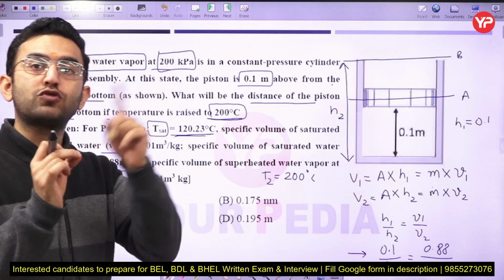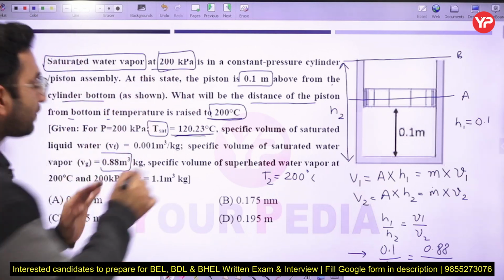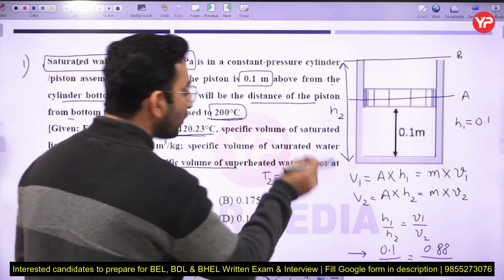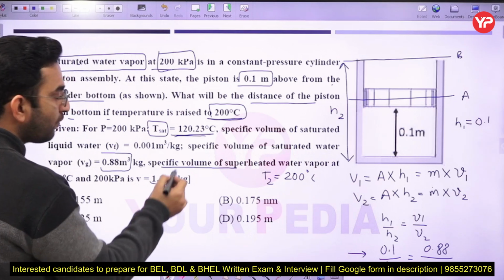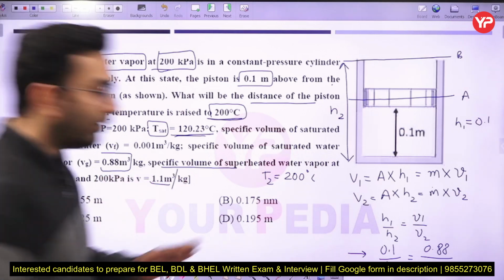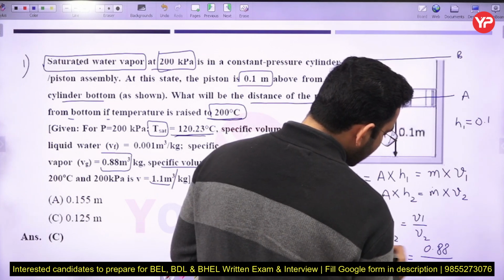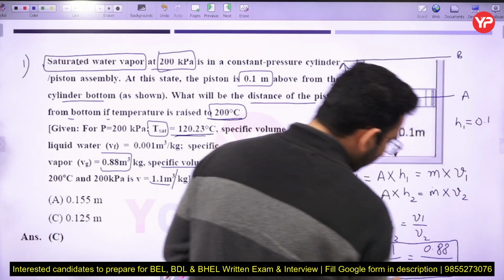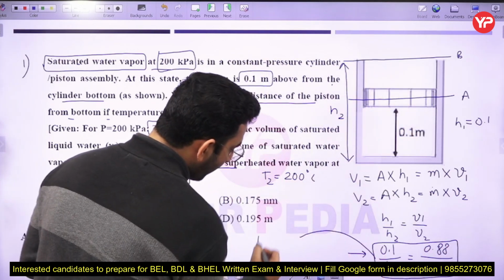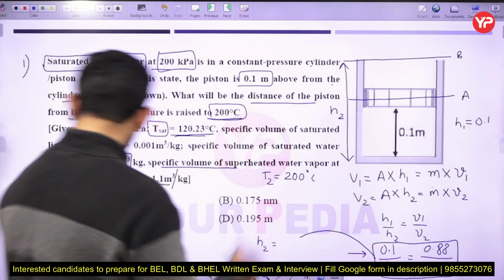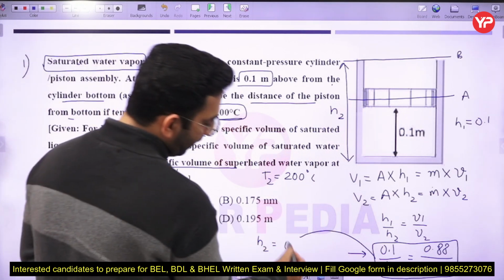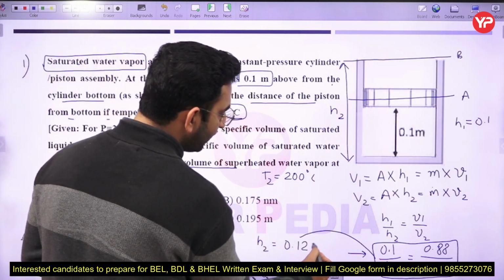So we can say it is in the superheated state. Here in this case the specific volume of the superheated water vapor is also given to you, which is 1.1 meter cube per kg. So just put this value here. If you solve this expression you will get the final value of h2. Here the answer will come out to be around 0.125 meter. Just do the calculation and you will get your answer.